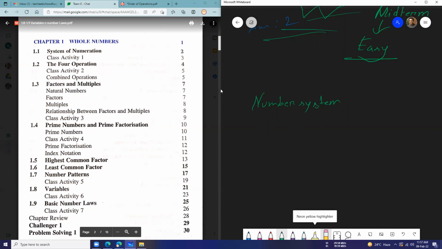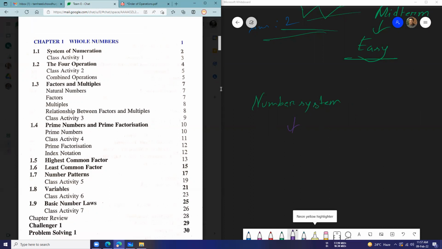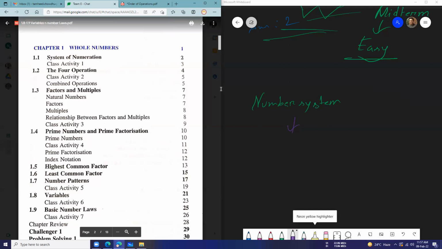Okay, in the number system we learned about numeration. We know about factors and multiples, natural numbers, factors, multiples. Then prime numbers, highest common factor, least common multiple, number patterns, variables, basic number laws. All of you know about it because I taught you, right?